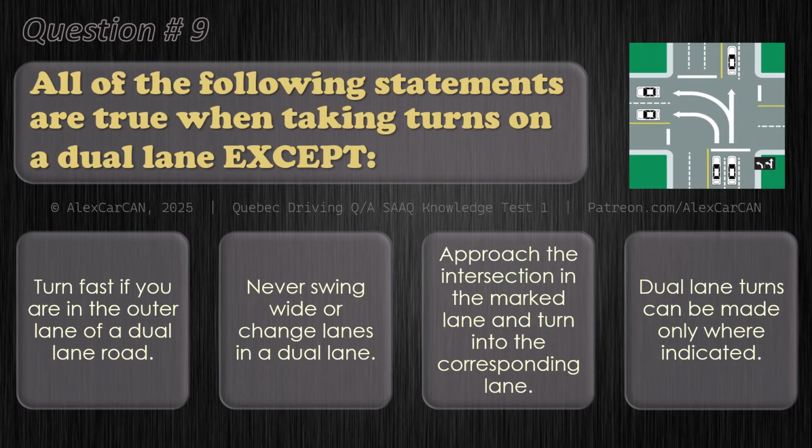Question number 9. All of the following statements are true when taking turns on a dual lane except: turn fast if you are in the outer lane of a dual lane road. Never swing wide or change lanes in a dual lane. Approach the intersection in the marked lane and turn into the corresponding lane. Dual lane turns can be made only where indicated. The correct answer is: turn fast if you are in the outer lane of a dual lane road.